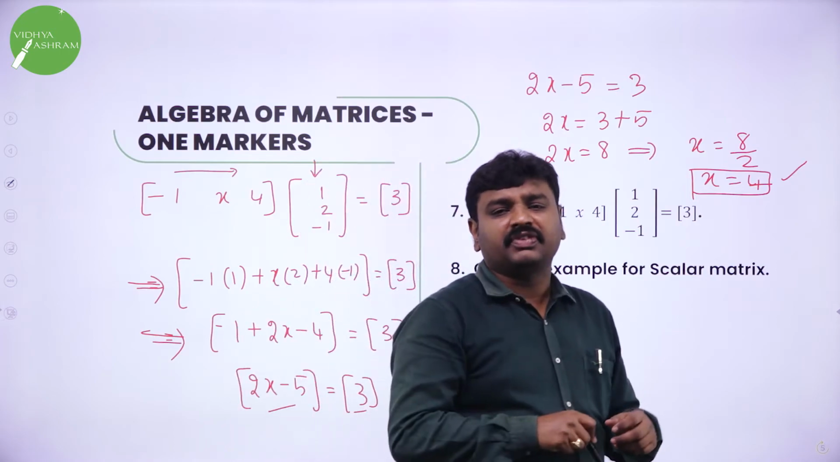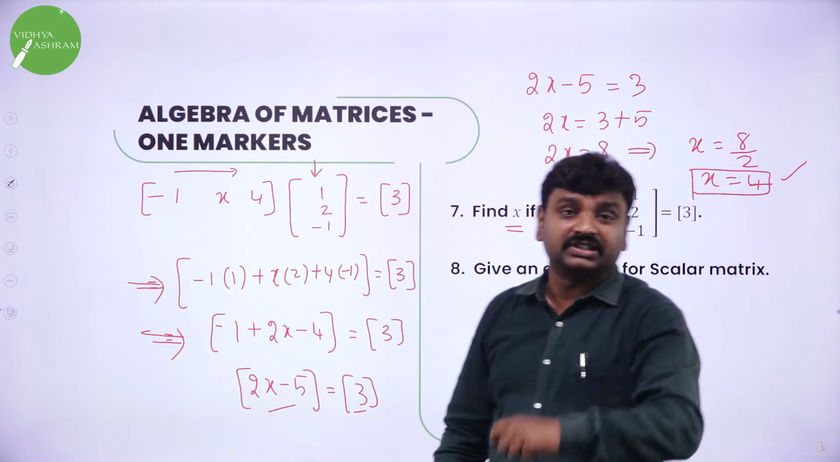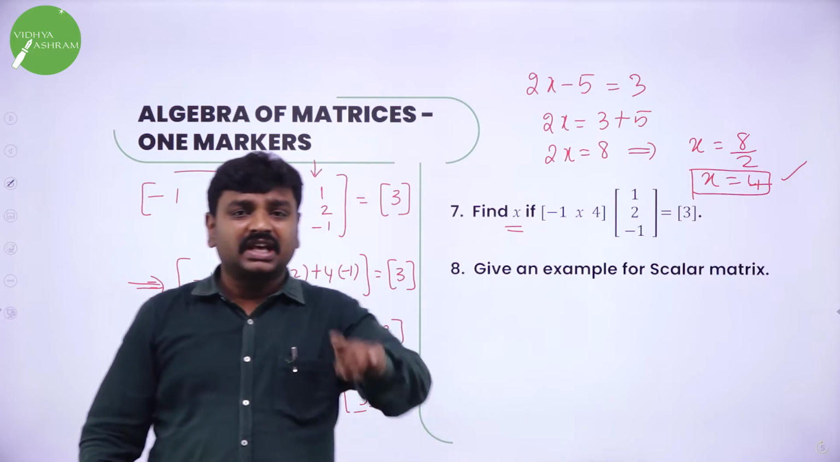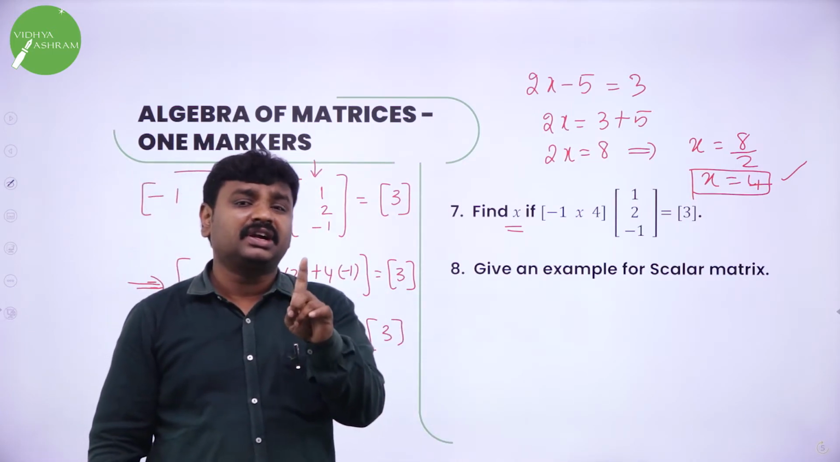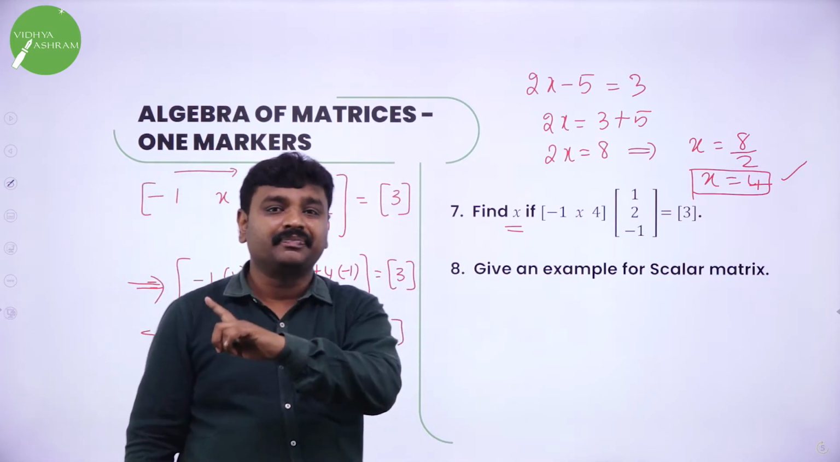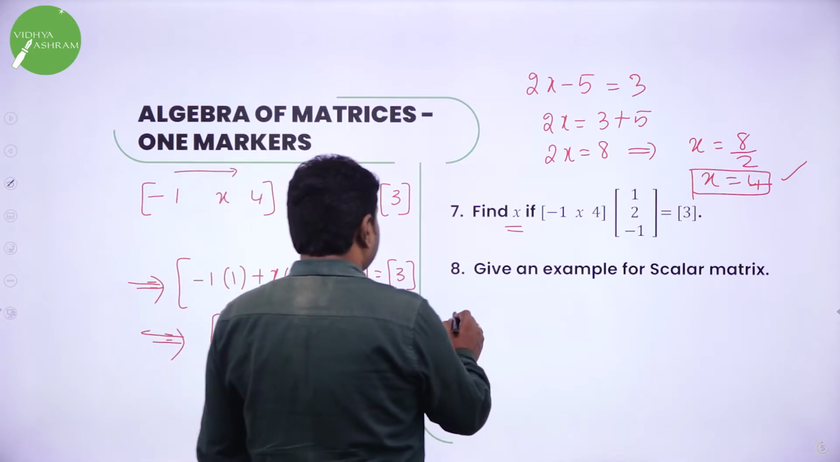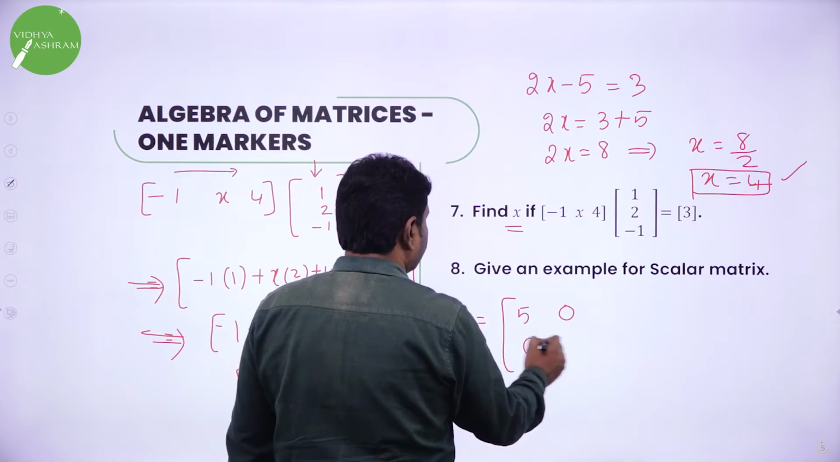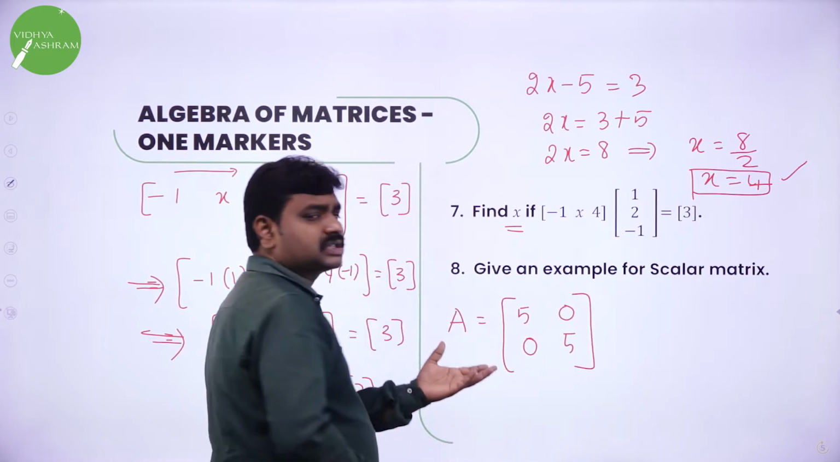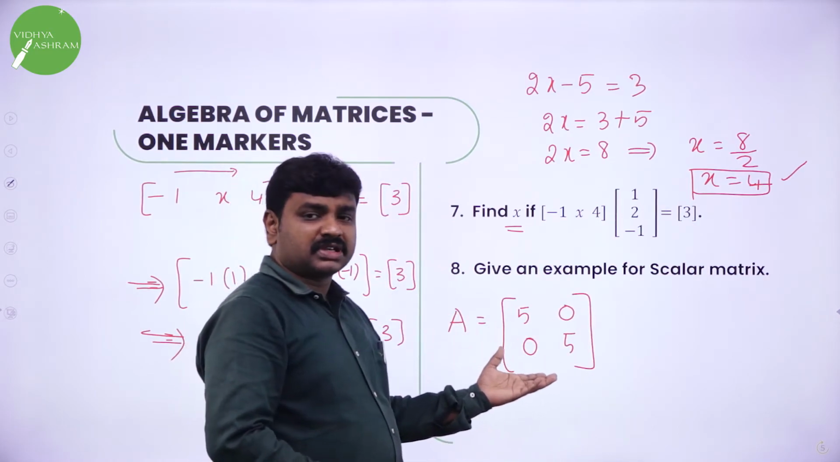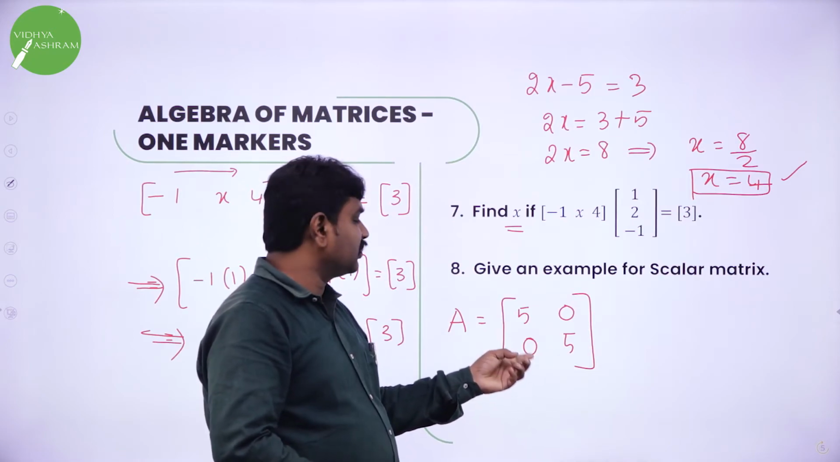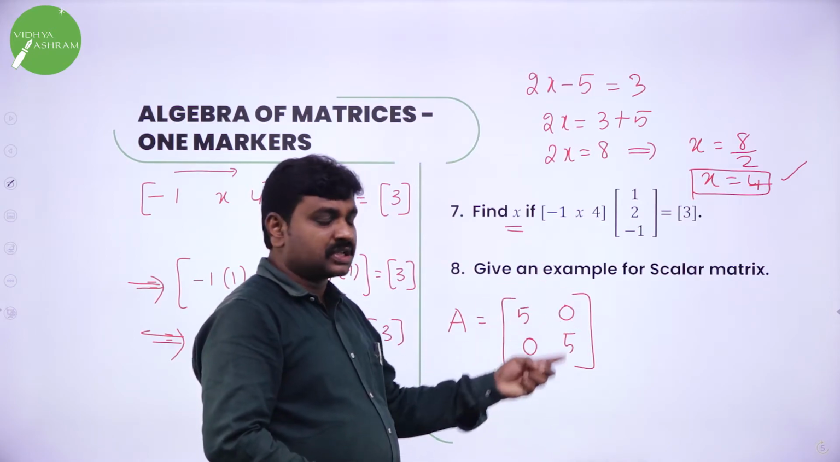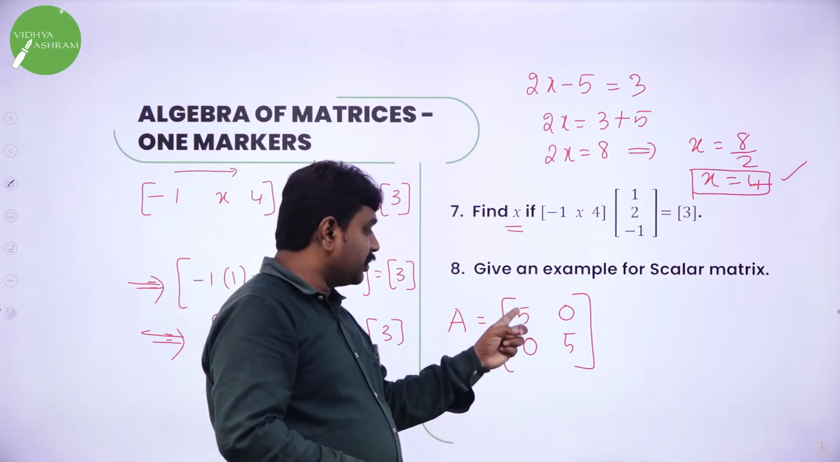To give an example for a scalar matrix, first you should know the definition. What is a scalar matrix? A scalar matrix is a diagonal matrix in which the diagonal elements are the same. So as an example, I will give A equal to [5 0; 0 5]. Is it scalar? Yes, it is scalar. Why? Because it is a diagonal matrix. What is a diagonal matrix? One where the non-diagonal elements are zeros, and it is scalar because the diagonal elements are the same.